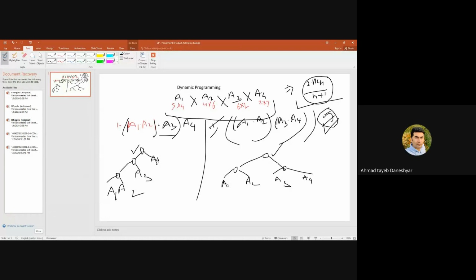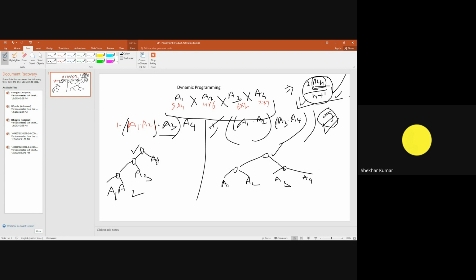Excuse me, sir. Yeah, tell me. So what is this NCN? N is the number of matrices, and what is this C? It is combination. You have already read about it in your BCA and in your maths class. NCN, permutations and combinations. That is your combinations in mathematics. 2 into NCN divided by n plus 1. That is a simple math formula.